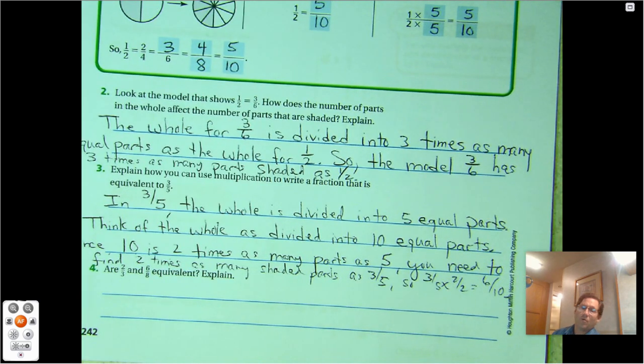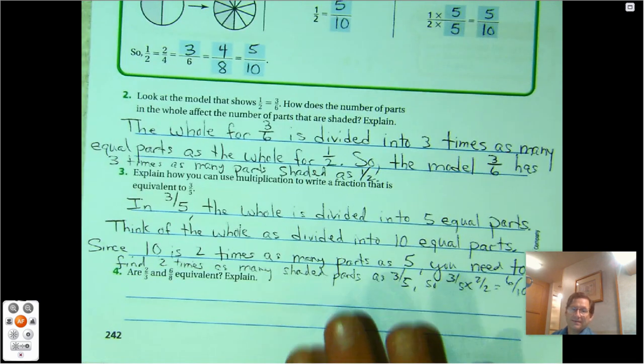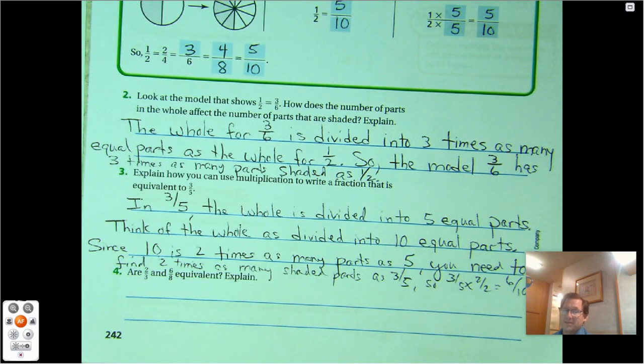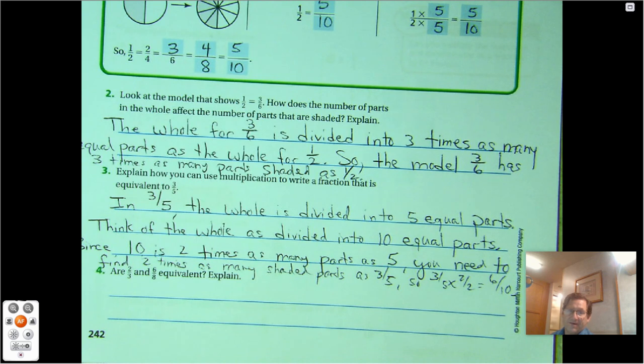So in 3/5, the whole is divided into 5 equal parts. So we can think of the whole as divided into 10 equal parts. What did we do? We took the 5 equal parts and divided them into 10 equal parts by multiplying by 2. So since 10 is 2 times as many parts as 5, you need to find 2 times as many shaded parts as 3/5. So 3/5 times 2 halves equals 6/10.